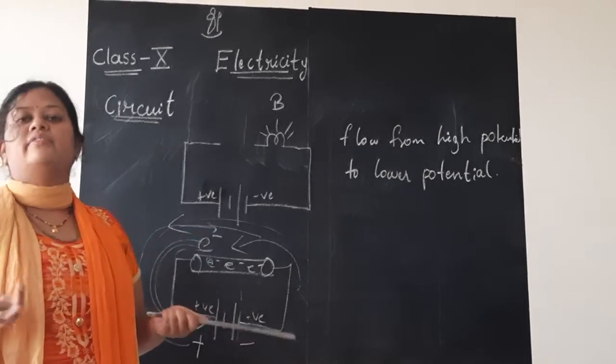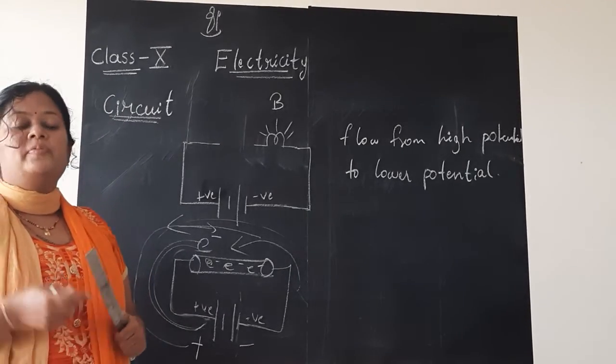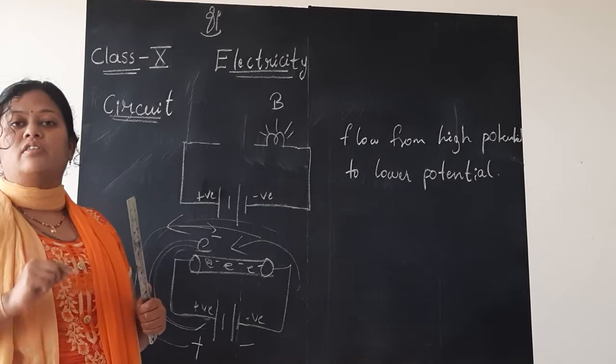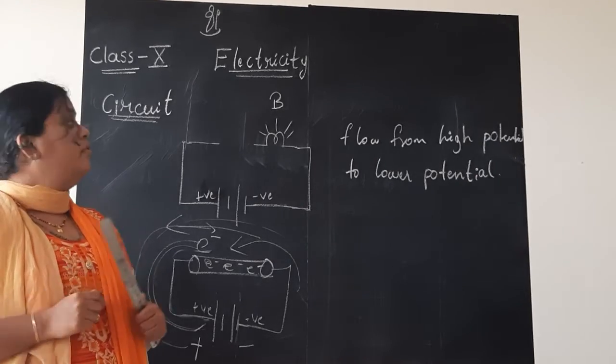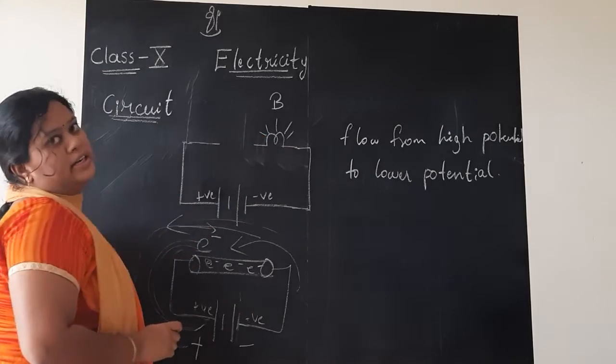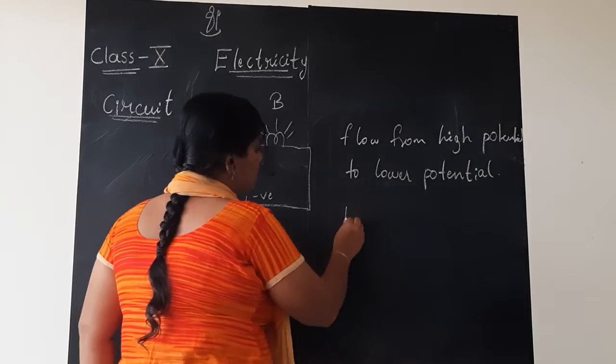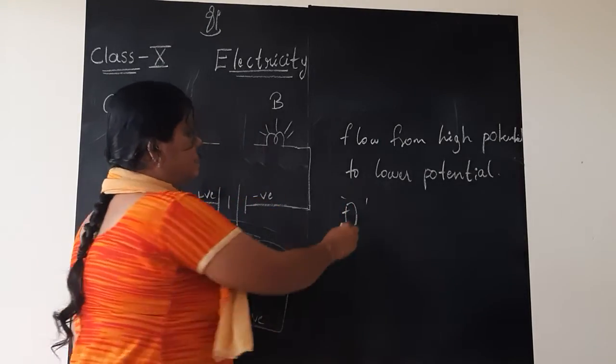We need an instrument. Which is the instrument used to measure current? Obviously it is an ammeter. And we have been studying that it is always connected in series. How do you connect it in series? With reference to the bulb, let us connect the ammeter now.